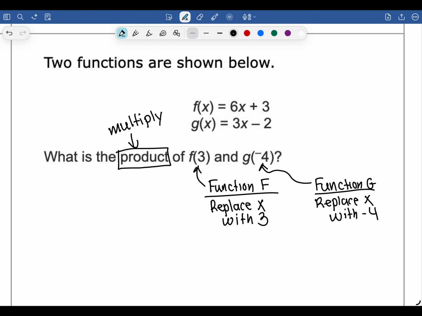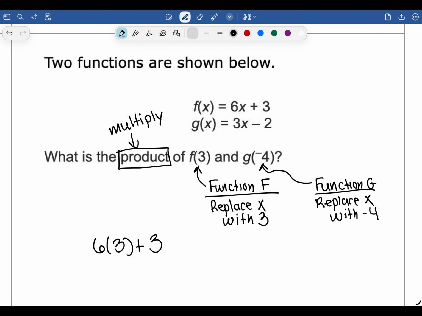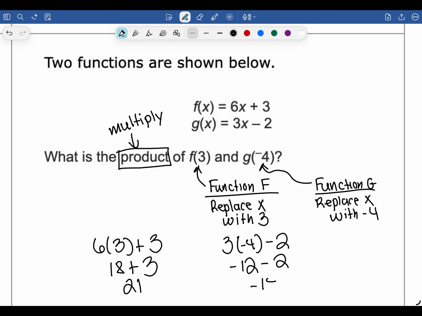So for function f, we're going to put 6 times 3 plus 3. And then for function g, we're going to put 3 times -4 minus 2. Okay, so 6 times 3 is 18. 18 plus 3 will give me 21. 3 times -4 is -12. And then minus 2 will give me -14.